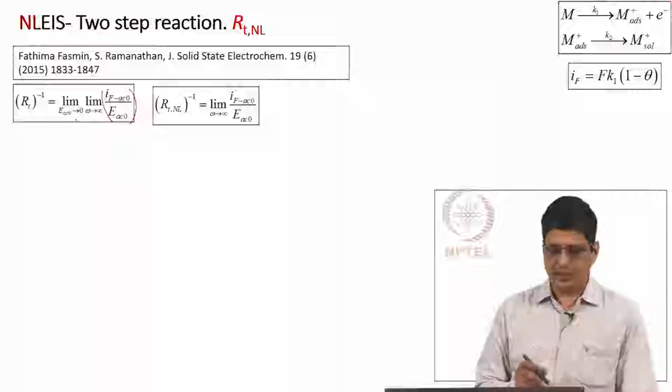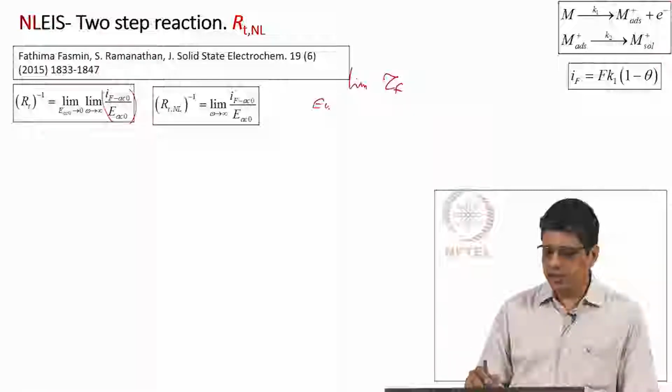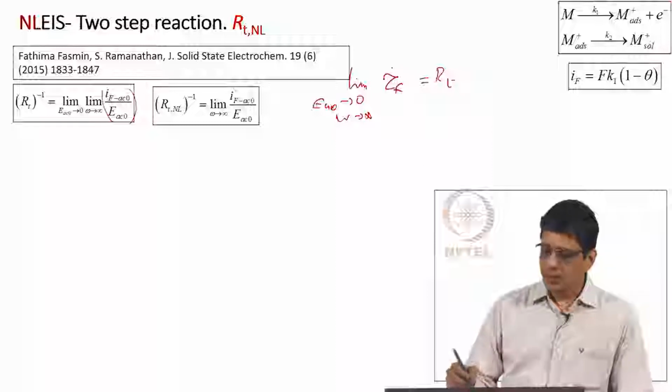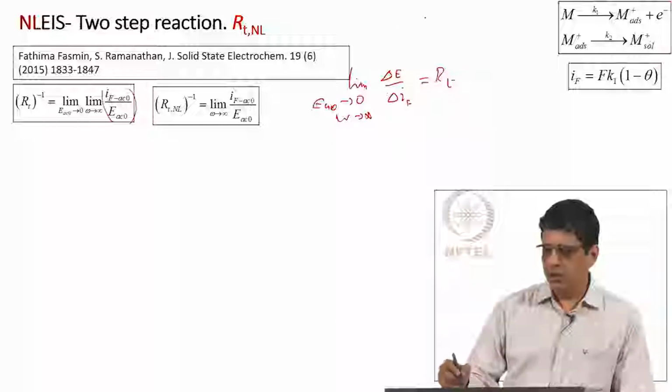So, we write it as ZF, limit EAC 0 tending to 0, omega tending to infinity, that is charge transfer resistance. I can write it sometimes as del E by del I for the Faradaic component, I can write it as EAC 0 by IF AC 0, they all mean the same thing.